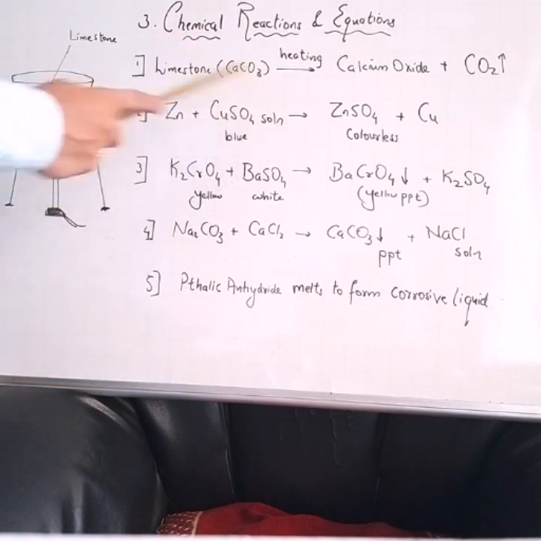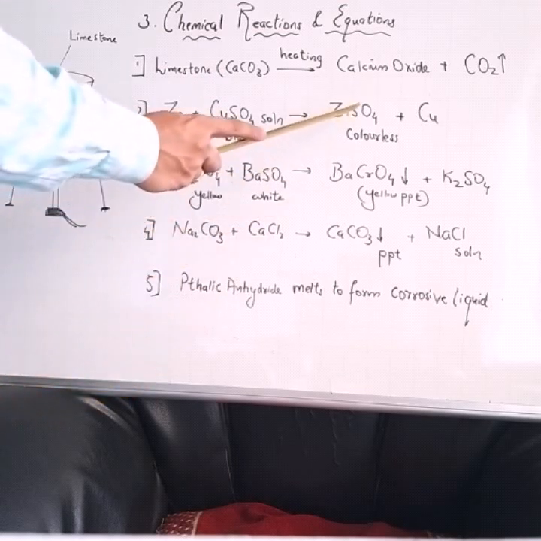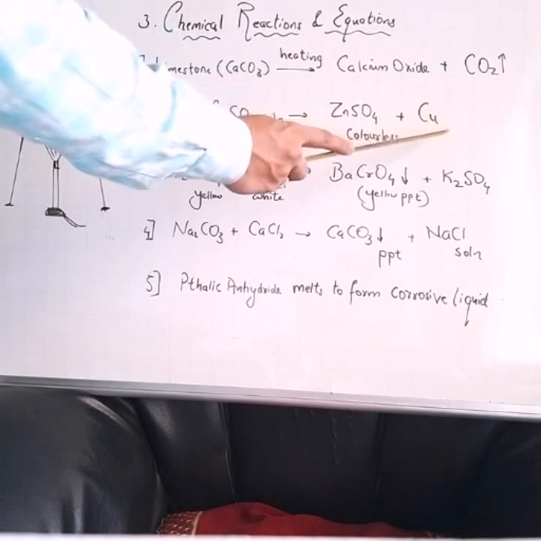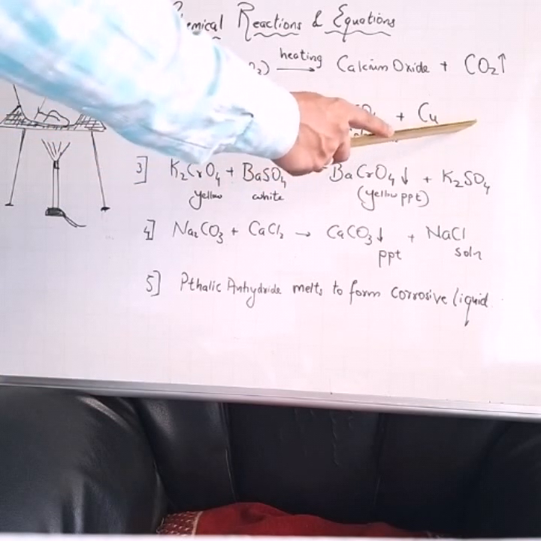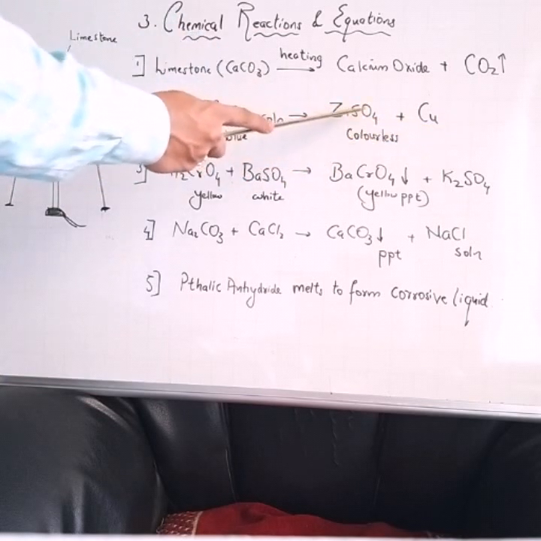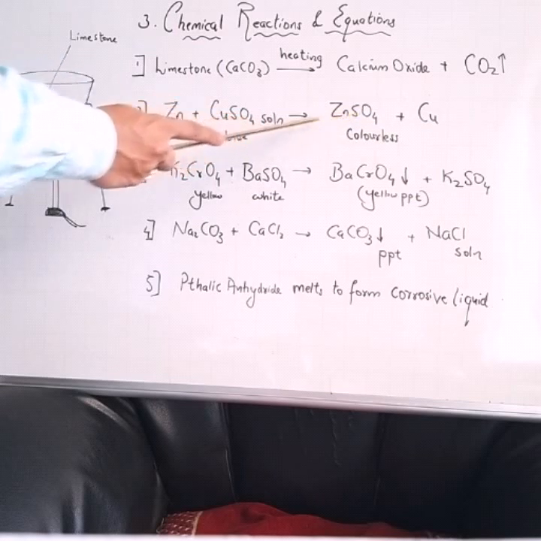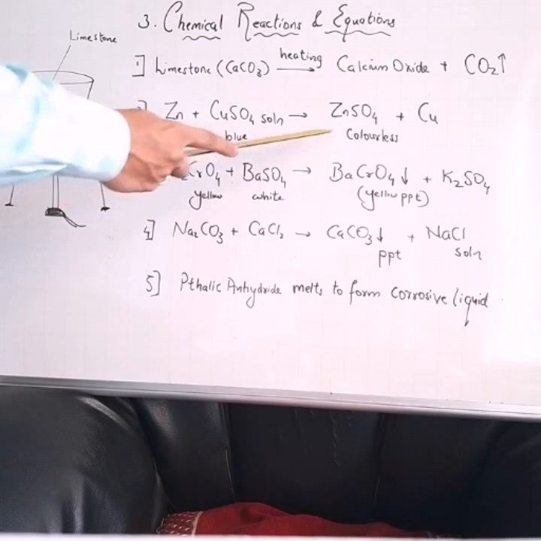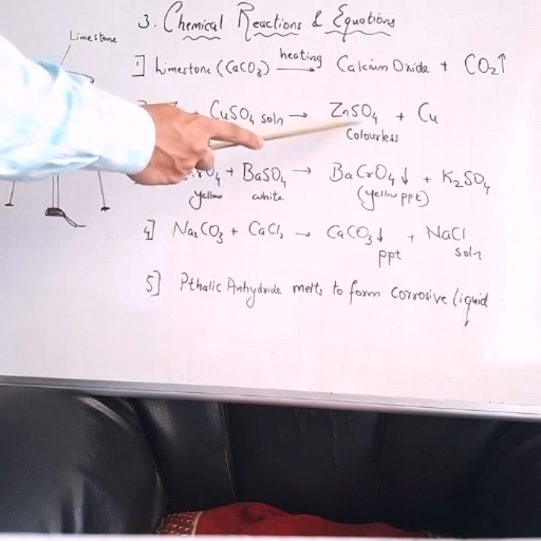Here again a chemical reaction takes place and zinc sulfate is formed and copper gets displaced. Copper will get removed, and here the color of solution changes from blue to colorless. Initially the solution is blue, but when zinc sulfate solution is formed, it is colorless.